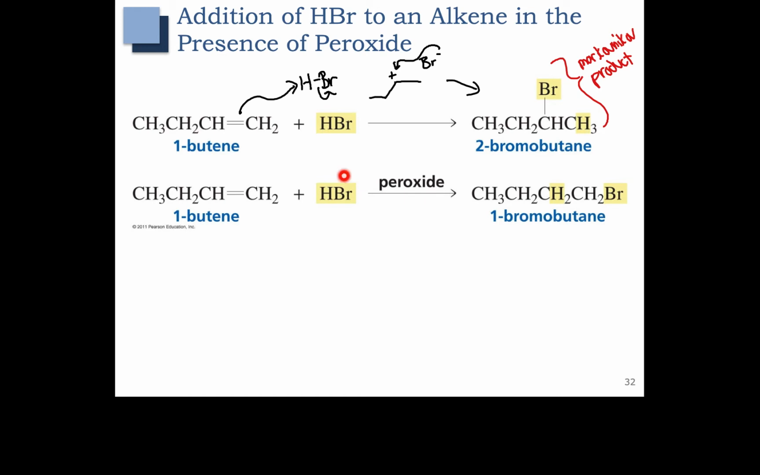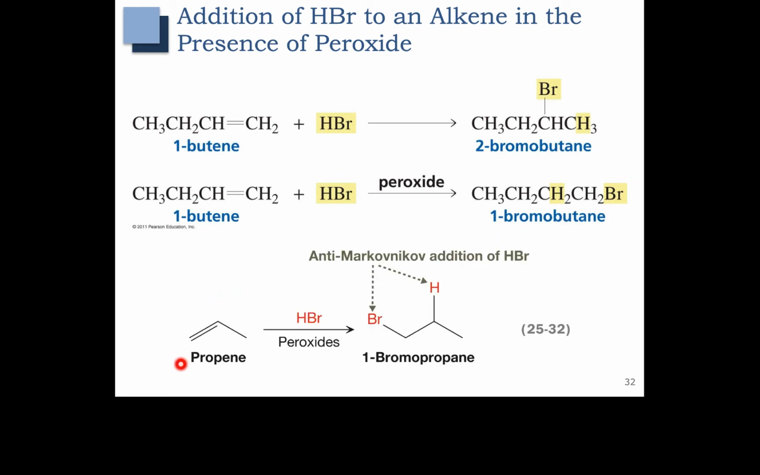However, when we add HBr to 1-butene in the presence of a little peroxide, we see instead the anti-Markovnikov product. You can see here that the bromine is adding to the less substituted side of the alkene. This reaction goes through a radical mechanism, and we'll go through it so you can see why we get bromine adding to the least substituted side.